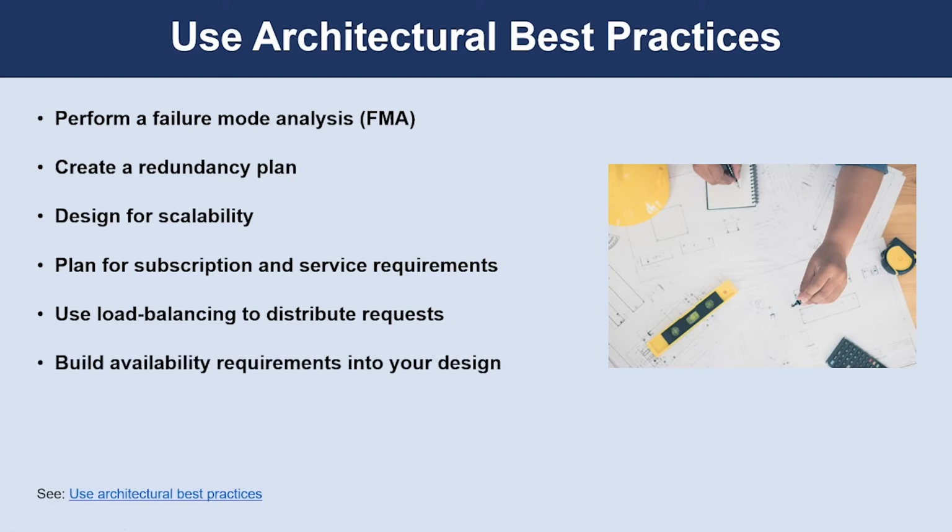Build availability requirements into your design. Availability is the proportion of time your system is functional and working. Take steps to ensure that application availability conforms to your service level agreement. For example, avoid single points of failure, decompose workloads by service level objective, and throttle high volume users.